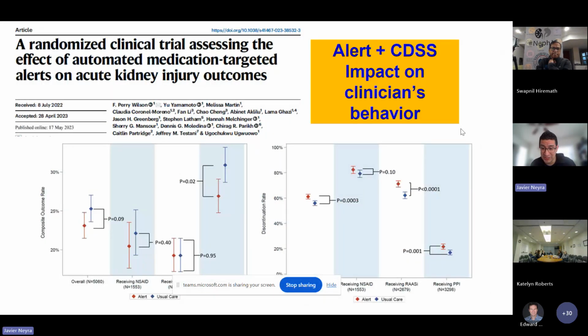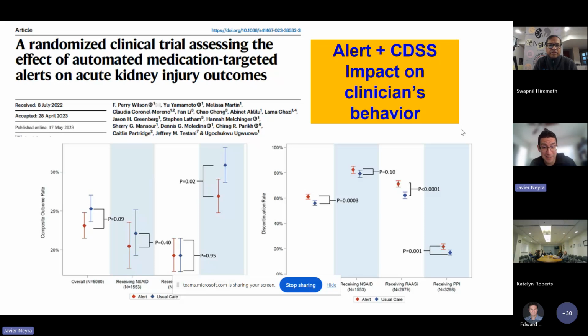Another example on a positive note, I'm going to first focus on the right side of the slide. This is the study from Perry Wilson's group where they evaluated the alert of identifying AKI patients and a CDSS embedded on it to help patients manage certain medications. As you can see, the alert and the CDSS help clinicians to stop more RAS inhibitors and also PPIs, not that much for NSAIDs. So that means clinicians are already good to stop NSAIDs in patients with AKI, but not too good for PPIs and RAS inhibitors.